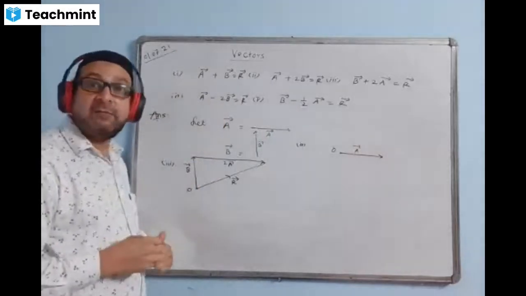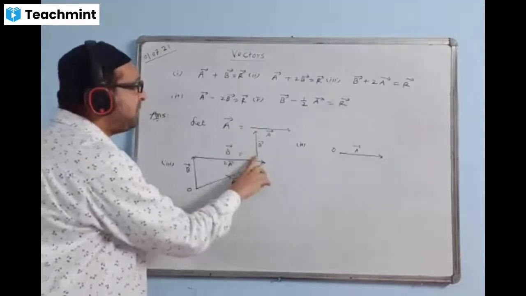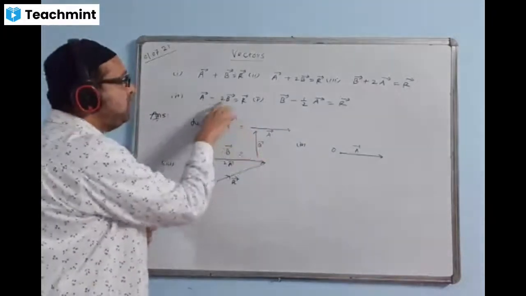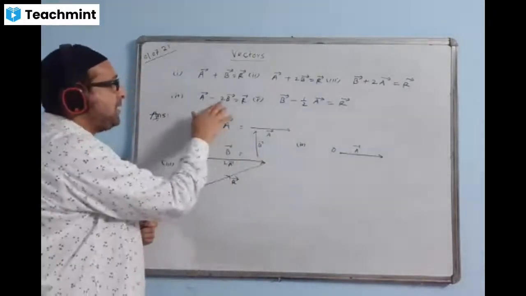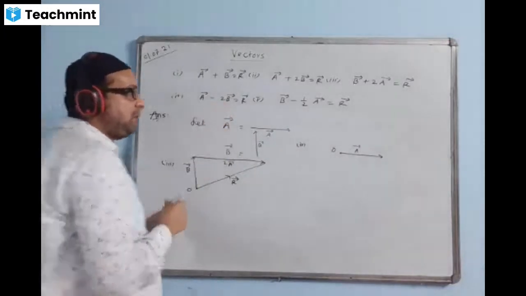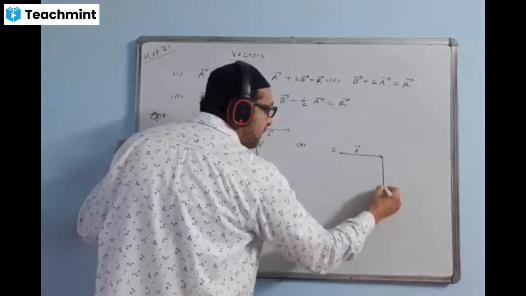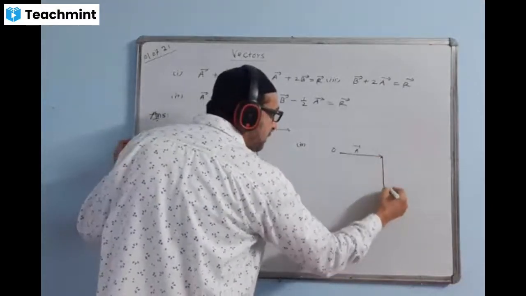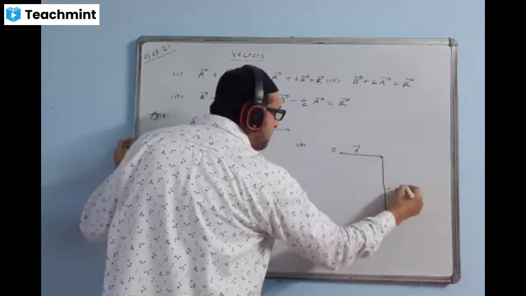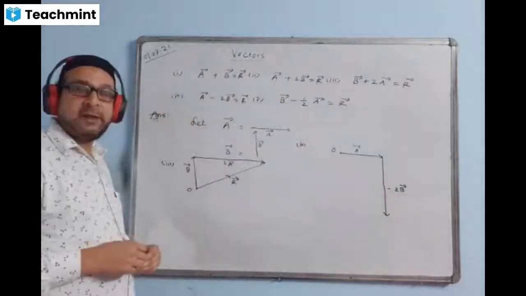That means you have to change the direction of the vector B from its original direction. The original direction is like this. Minus 2B will be downward here, and the size also will be doubled, because 2 is written here, the size you must double. This is B. One more B, 2B is coming here. Minus 2B here, like this. The direction we are changing because of the minus sign.